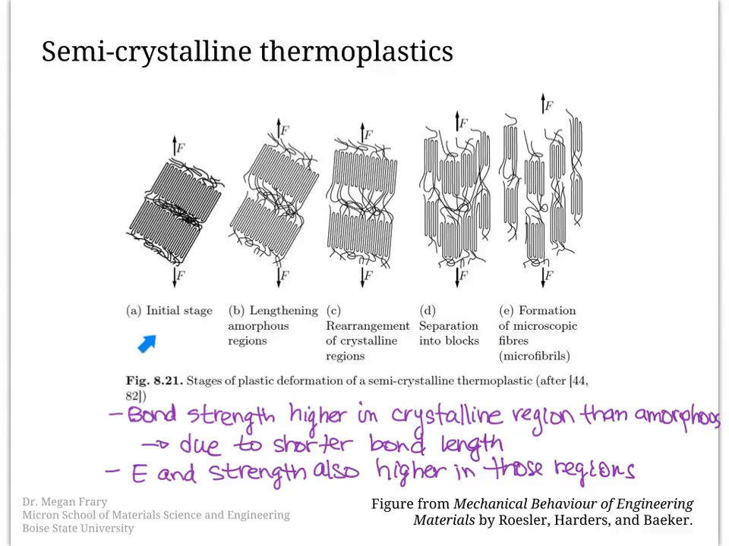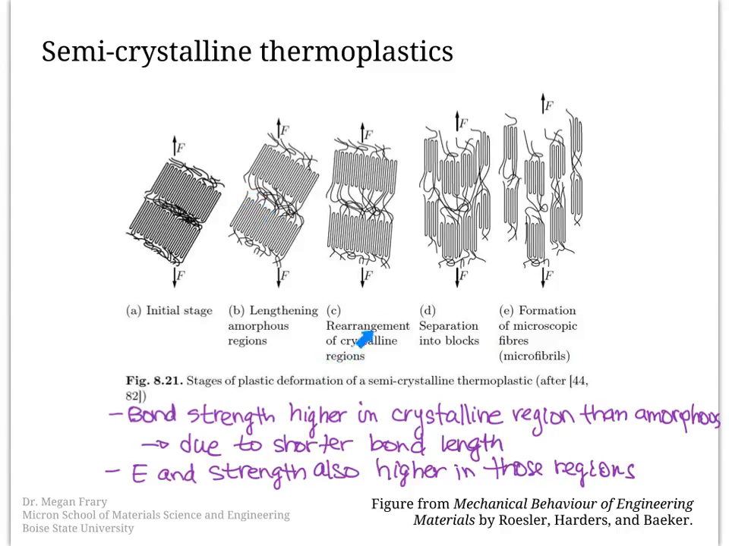So, when we have plastic deformation of the semicrystalline polymer, this is sort of what it looks like. So we have these crystalline regions here and then amorphous regions in between. And plastic deformation starts by lengthening the amorphous regions. So the crystalline regions don't change as much because they're more strongly bonded, but the amorphous regions do extend.